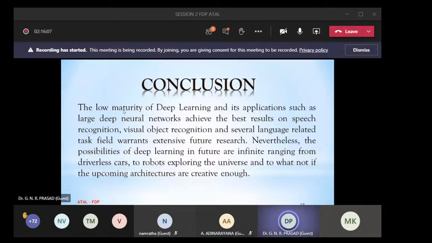The final one I would like to tell you in this presentation is the low maturity of deep learning and its applications. Large deep neural networks achieve the best results on speech recognition, visual object recognition, and several language-related tasks. The field warrants extensive future research.